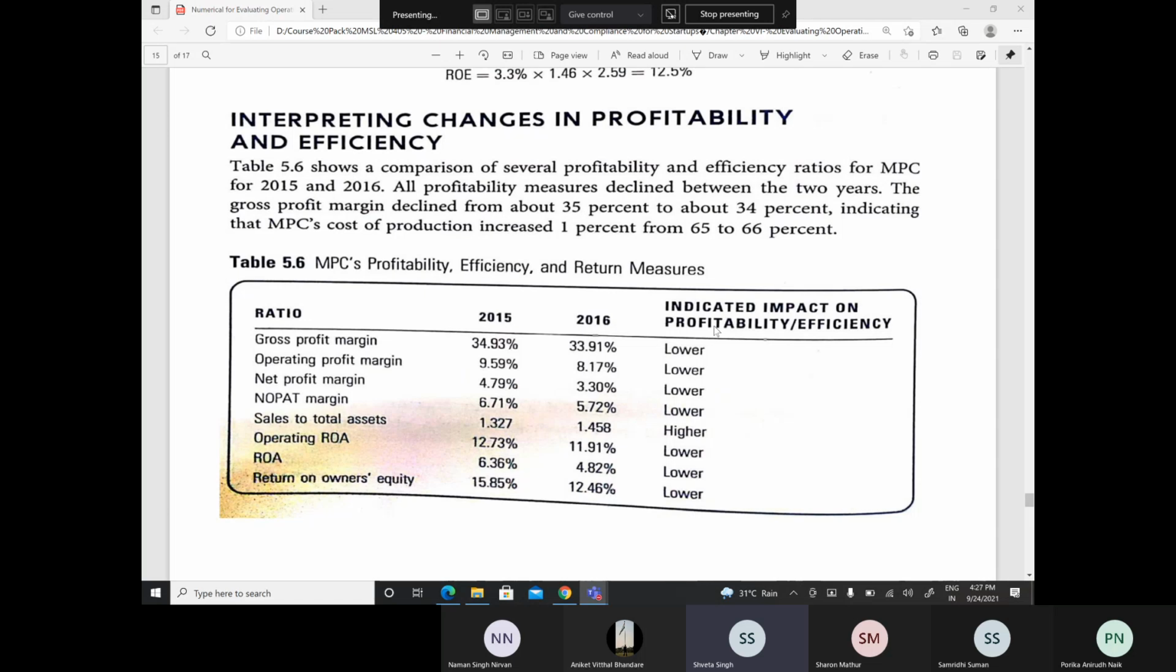All profitability measures declined between the 2 years. The gross profit margin declined from about 35% to about 34%, indicating that MPC's cost of production increased 1%, from 65 to 66%. So MPC's profitability, efficiency, and return measures are given here.